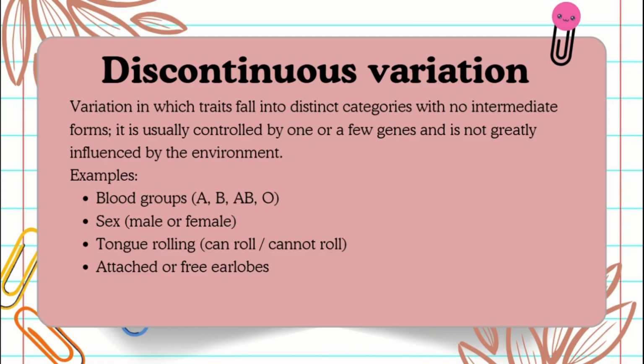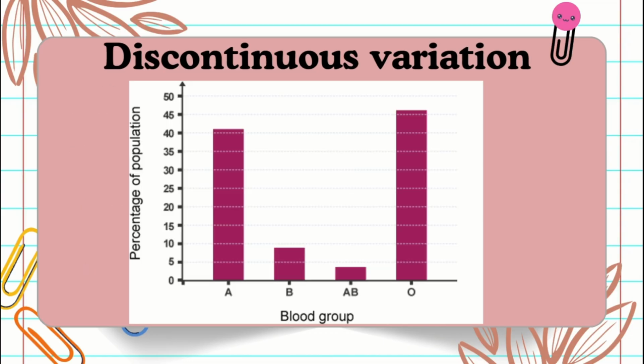With discontinuous variation, there are clear-cut categories, meaning blood groups, for example: either you're A, B, or O. There's no A-ish, there's no B-ish, there's no AB-ish. You have to fall into one of the categories. Even with your gender, you have to be either male or female. There's no in between. Either you can roll your tongue or you can't. Either your earlobes are attached or they're not attached. There's no in between, basically.